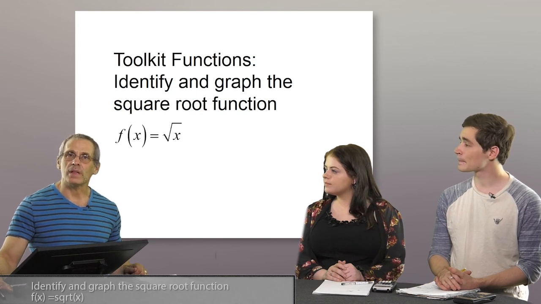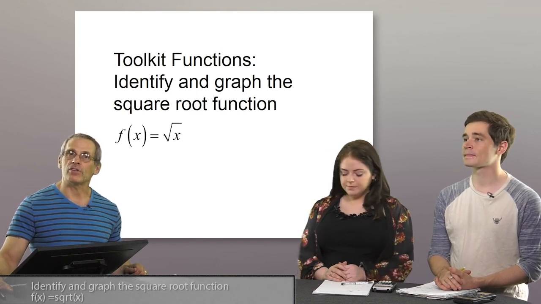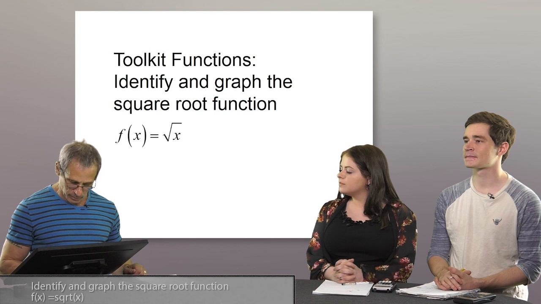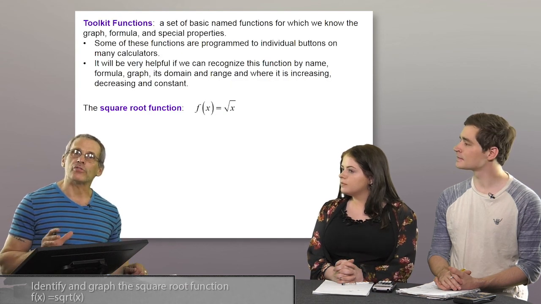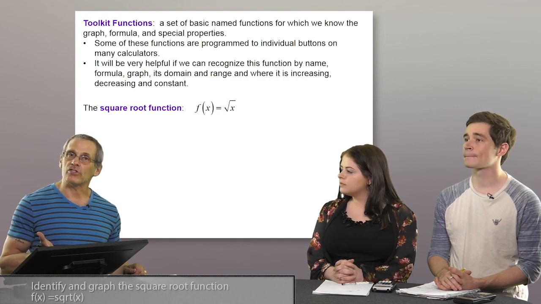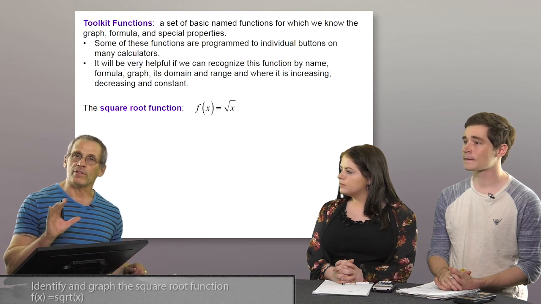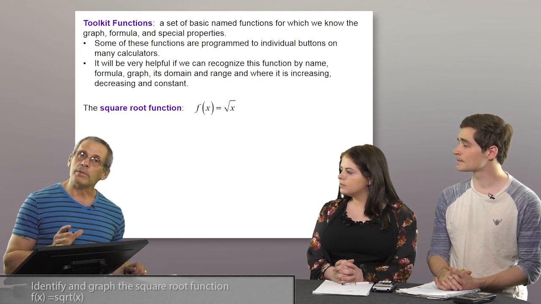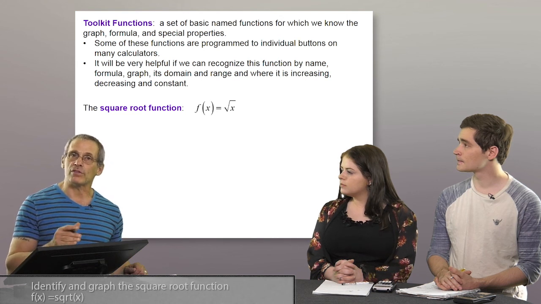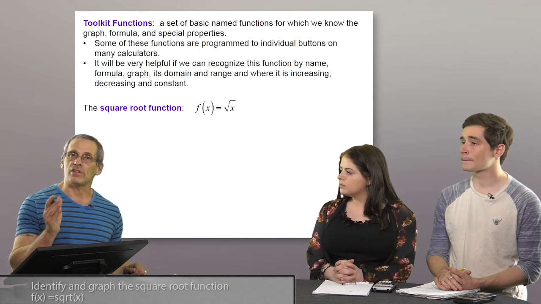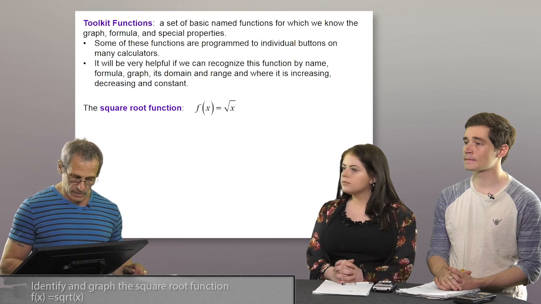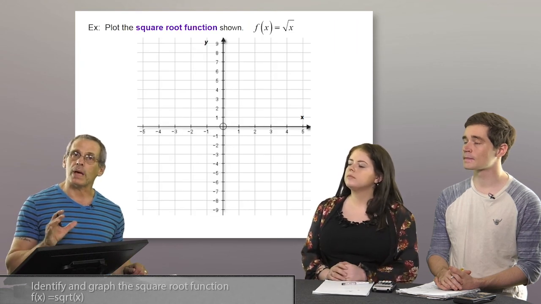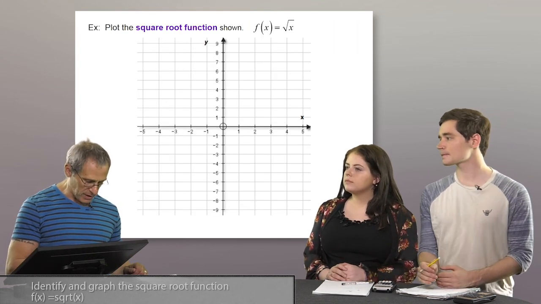Toolkit functions will identify and graph the square root function f of x equals the square root of x. F of x equals the square root of x is one of our toolkit functions. We're going to need to be familiar with its graph and formula, have a visual as to what the graph looks like, and be able to read off the domain and range and the intervals where the function is increasing, decreasing, or constant. So the first thing we're going to do is just plot points to get a sense of what the graph looks like.